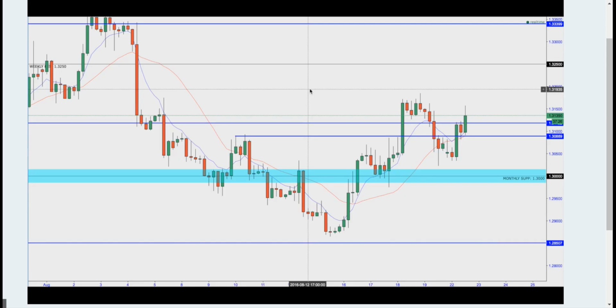So get to grips with your candlesticks. All of the trade setups I've done at the end of this section as well, I'm always pointing out the different candlestick formations. And we can enter directly off the candlesticks.